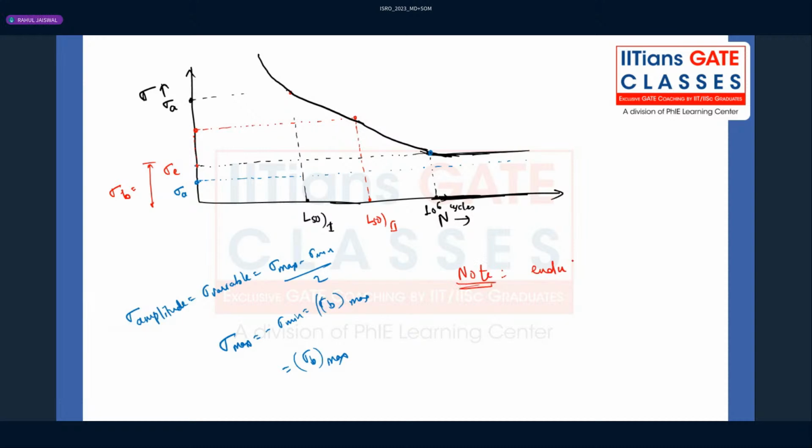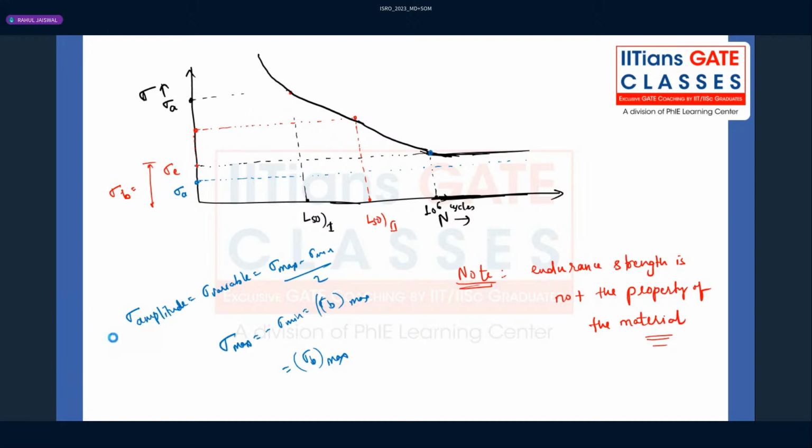Just like yield strength is a property of the material, note down that endurance strength is not the property of the material. Ultimate strength and yield strength are properties of the material, but this is not the property of the material.